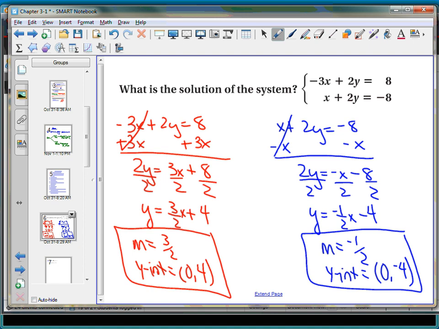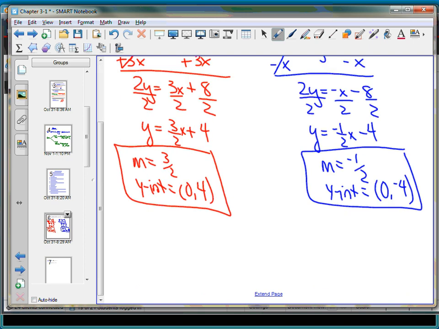Are my slopes the same or different? Different. So according to my lovely little slope thing, since they're different, what are they? They are consistent and independent, which means now I need to find the point of intersection, right? So how do I find the point of intersection?